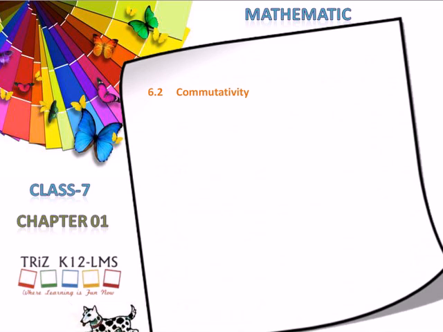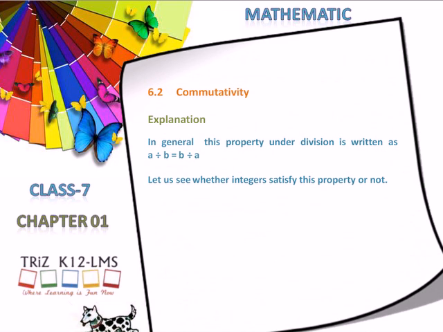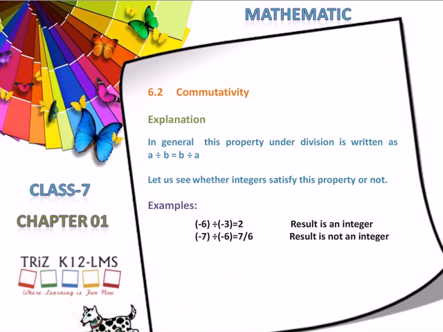6.2. Commutativity. Explanation: in general, this property under division is written as a ÷ b = b ÷ a. Let us see whether integers satisfy this property or not. Examples: -6 ÷ -3 = 2. Result is an integer. -7 ÷ -6 = 7 ÷ 6. Result is not an integer. From these examples, we can say that division is not commutative for integers.